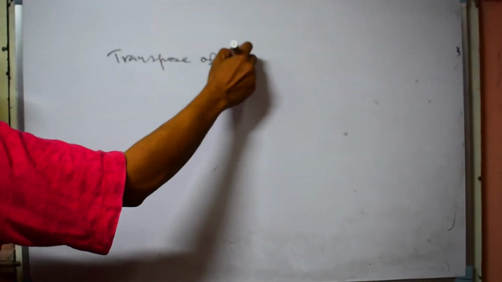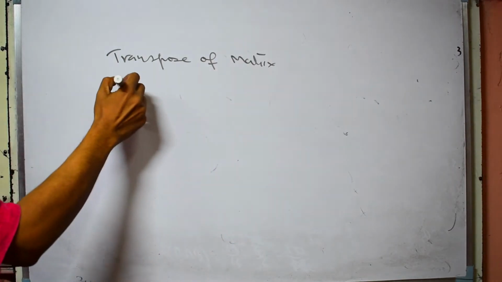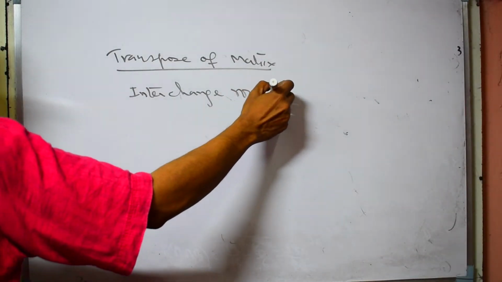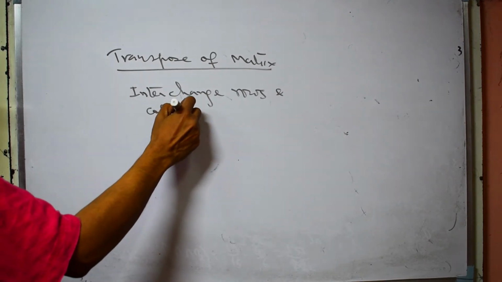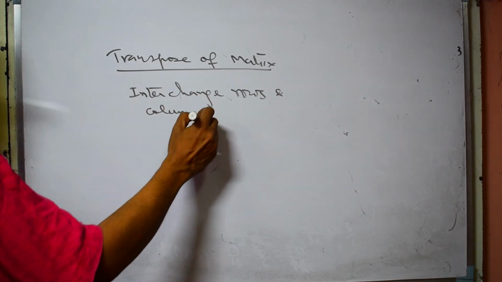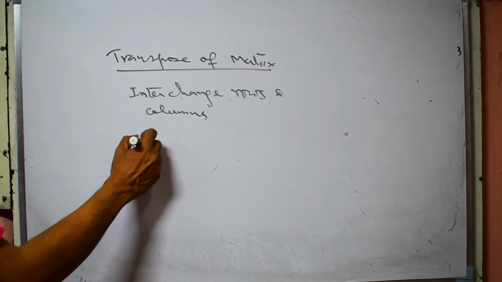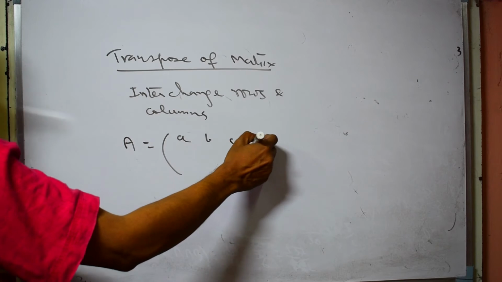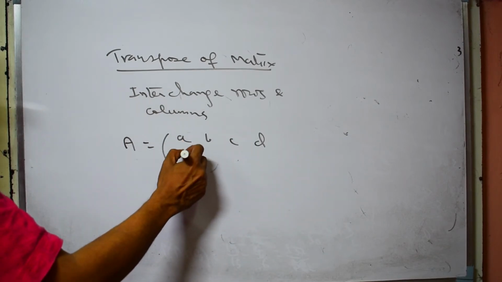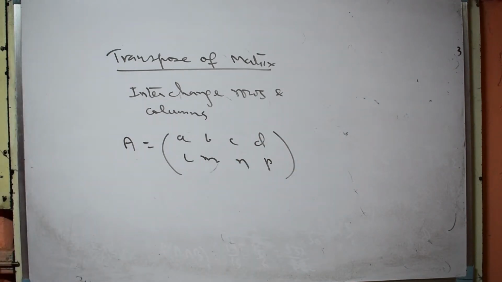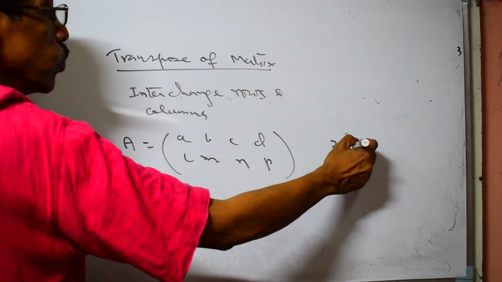Transpose of a matrix is to change the rows and columns. Interchange rows and columns. That means if we change the rows to columns or columns to rows, then what we find is called the transpose matrix. And a matrix is like this: A, B, C, D, L, M, N, P. That means 2 rows, 4 columns. So the size of the matrix we can define as 2 rows, 4 columns.